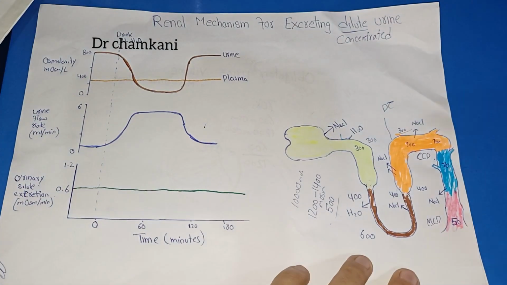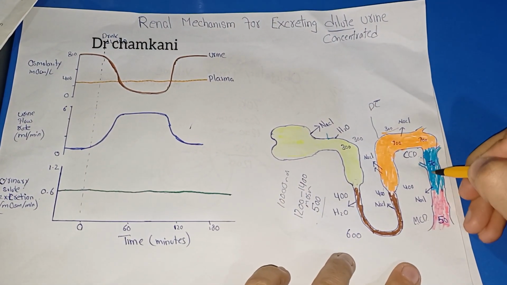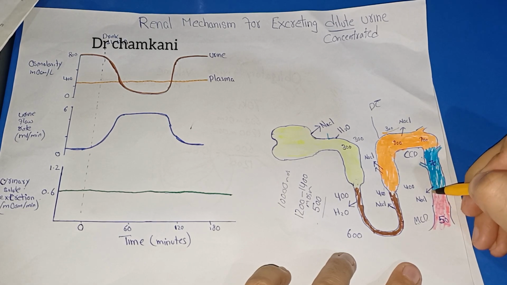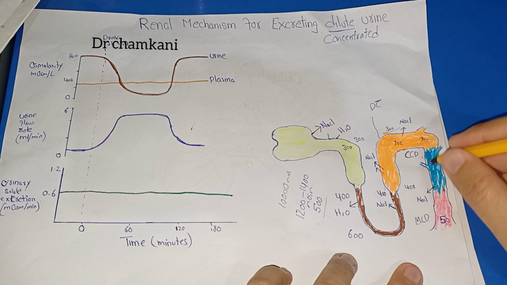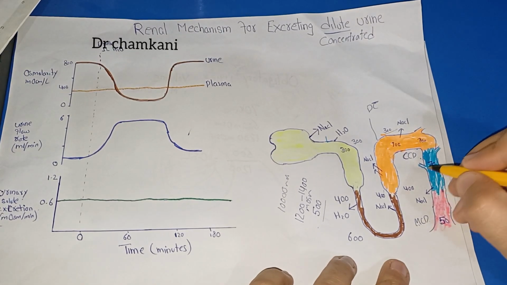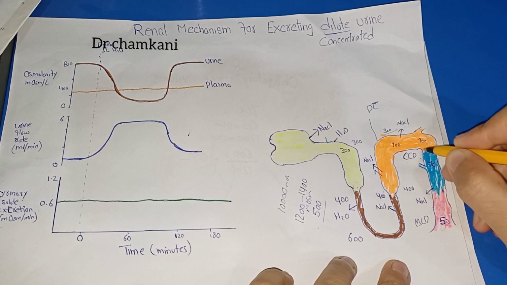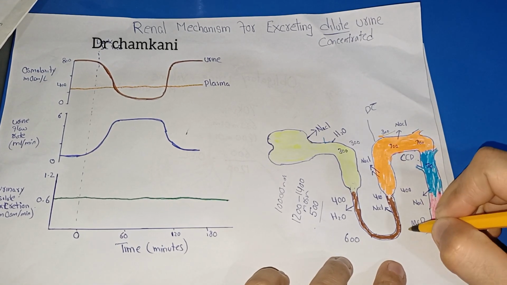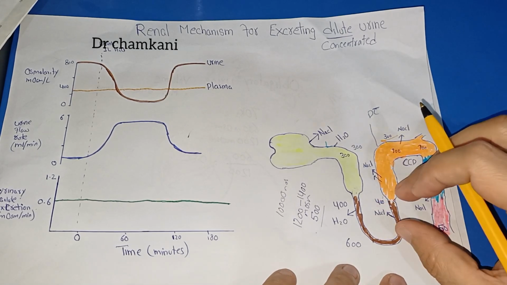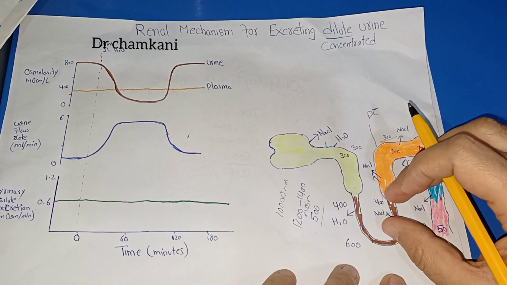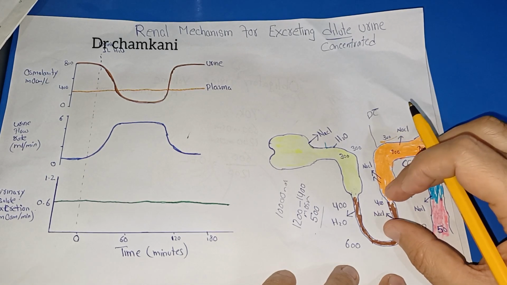Second thing is that there is reabsorption of a lot of ions from the collecting tubules. And finally, there is passive movement of urea from these collecting tubules into the medullary interstitium. In this way, the osmolarity of the renal medullary interstitium is very high.